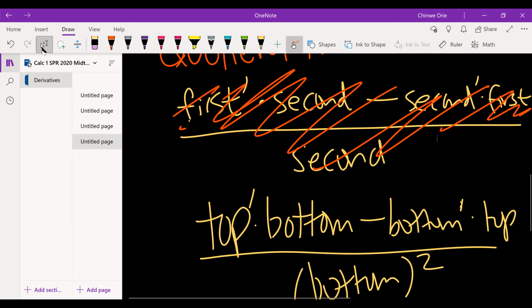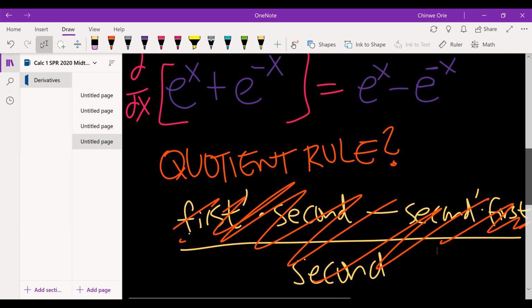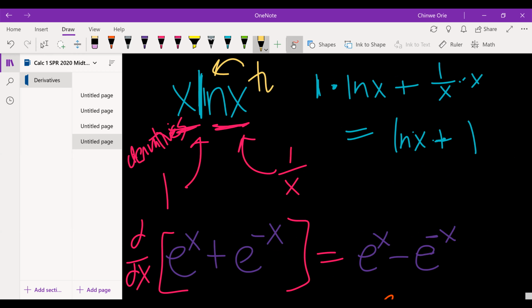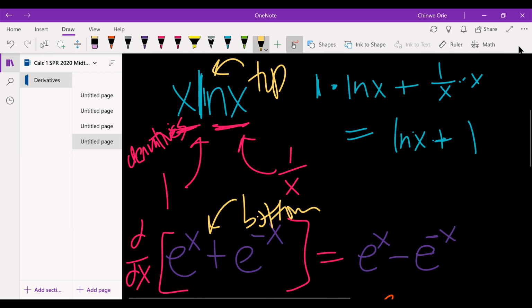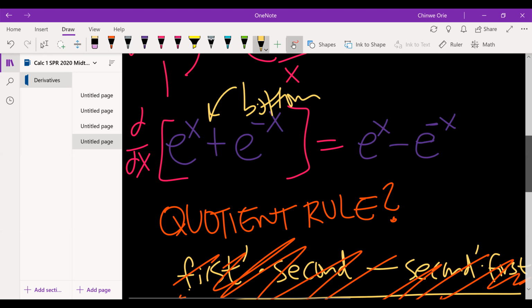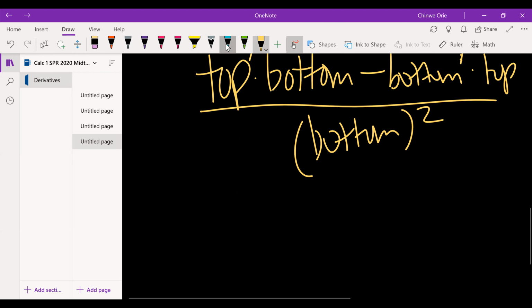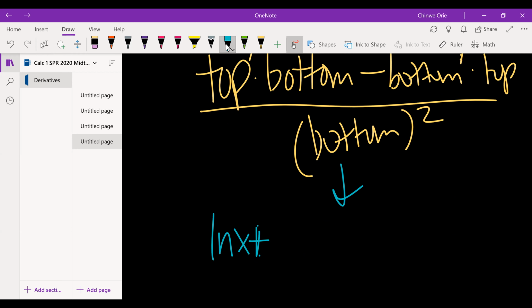Okay, so now we can go back to identifying our stuff. This is the top function. This is the bottom function. And those are the derivatives. So we can just plug it in. So what do we plug in first? Top function derivative, we figured that to be, what do we figure that to be? ln of x plus 1, is that correct? Yeah. Great. And then the bottom was e to the x plus e to the negative x.